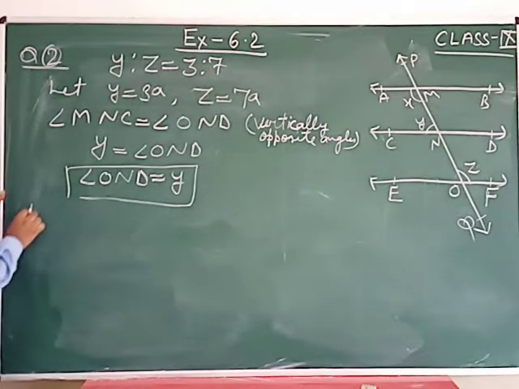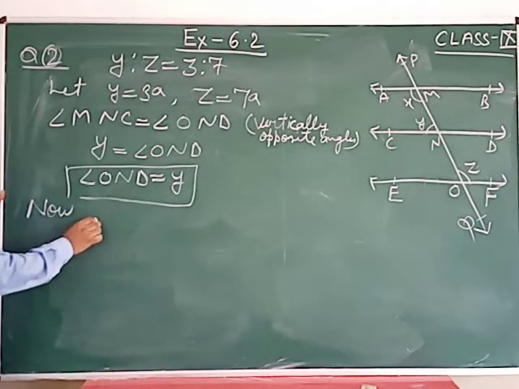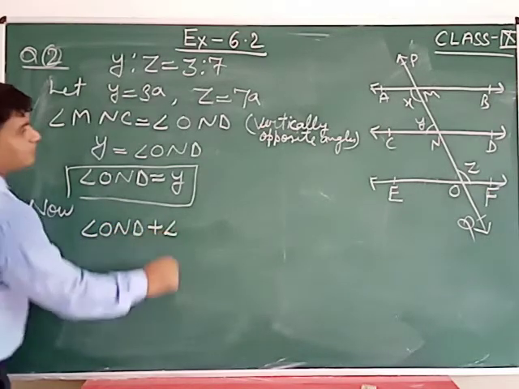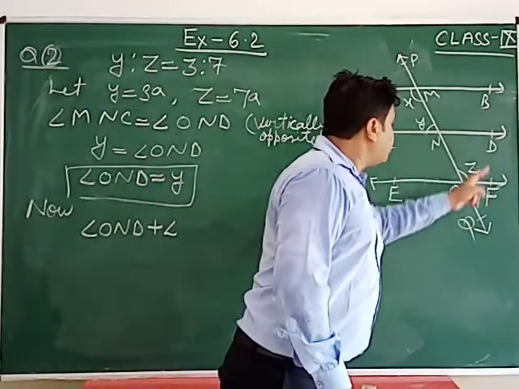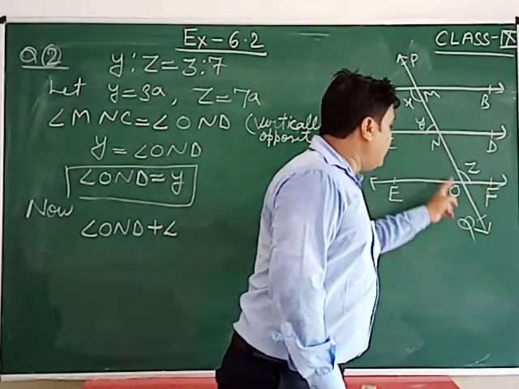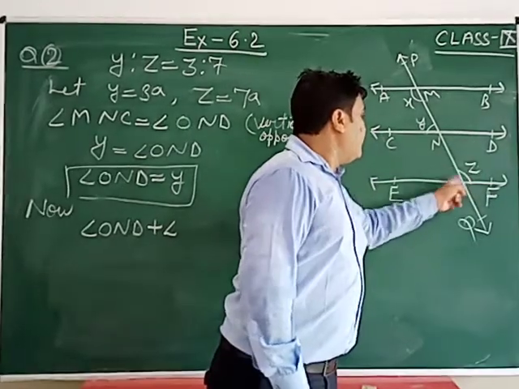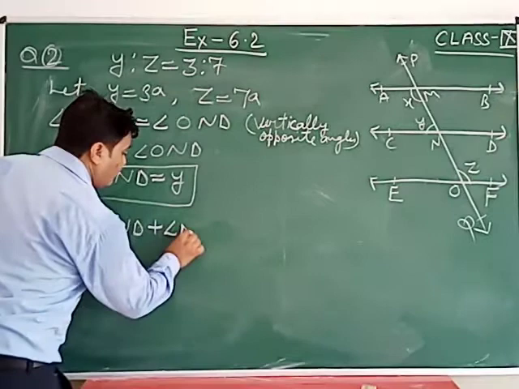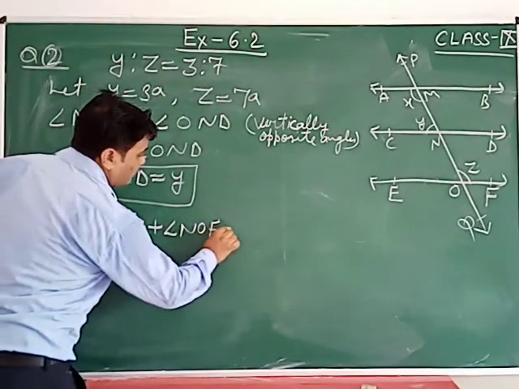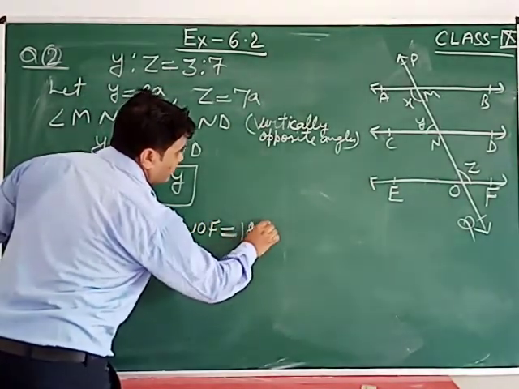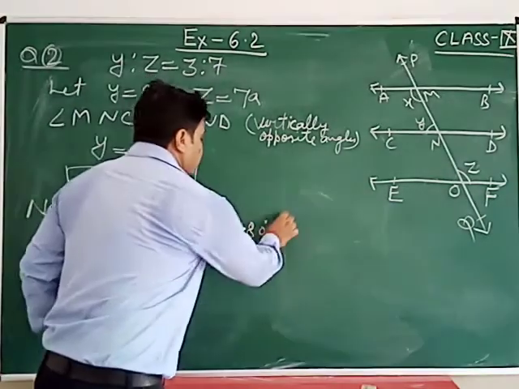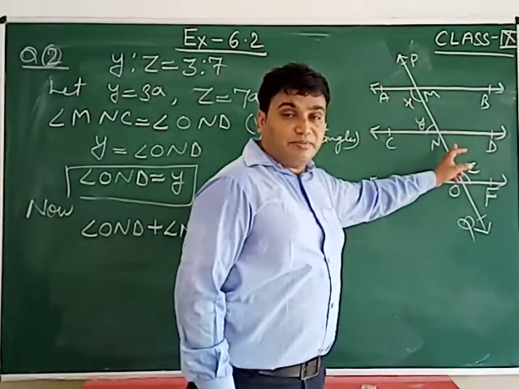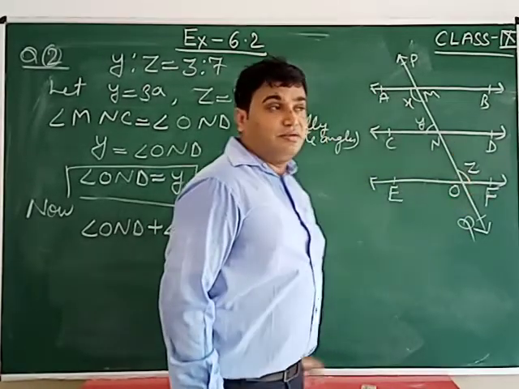Now angle OND plus angle FON, or NOF, OND plus angle NOF equals 180 degrees. Why? By the same side interior angle sum property.